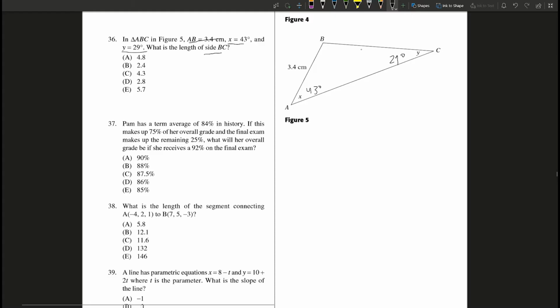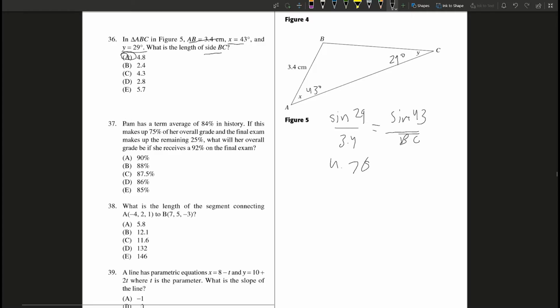All we have to do for this is just use the law of sines. So sine of 29 over 3.4, because that's the opposite side, equals sine of 43 over BC. And let me just put down my calculator. Remember to switch to degree mode if you are already in radian. So that's going to be 3.4 sine 43 divided by sine 29. That's going to come out to be 4.78, which is letter A right here.